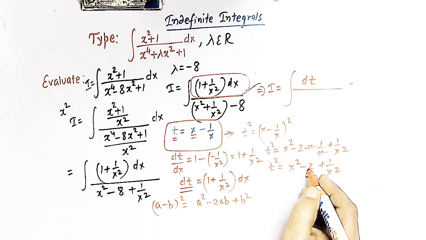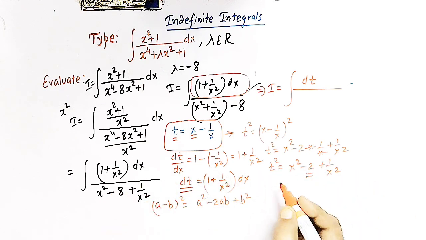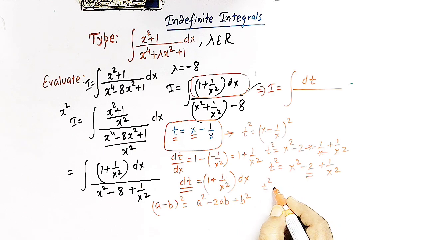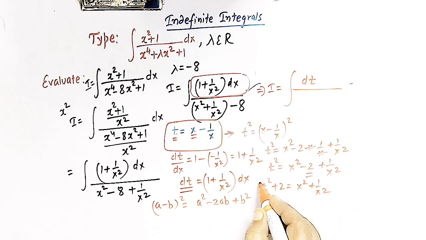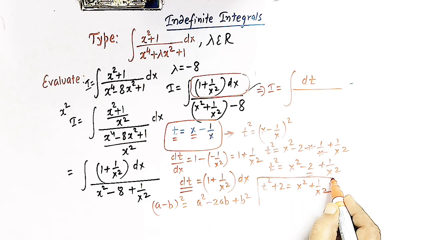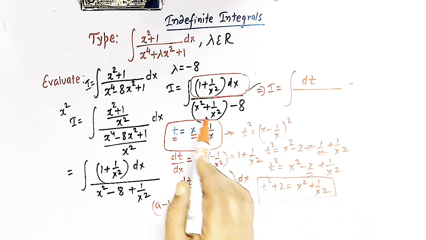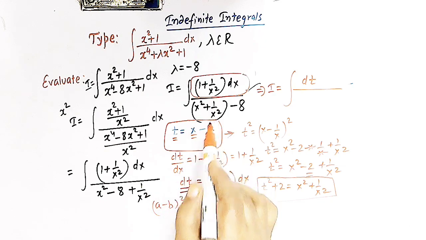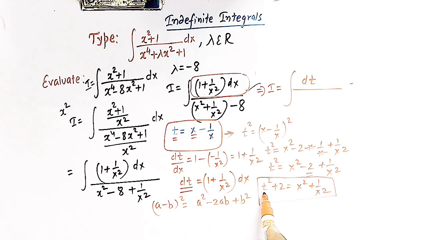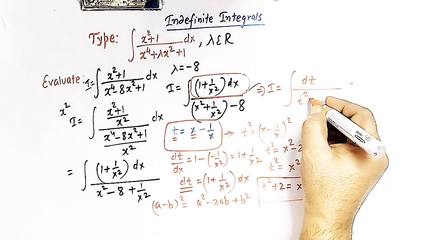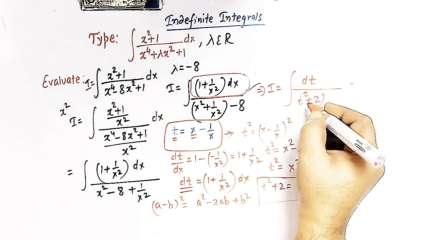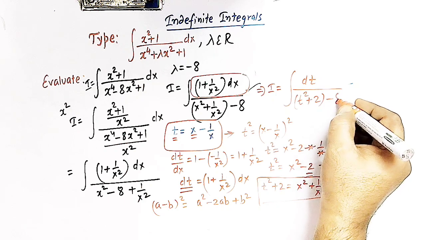Now taking minus 2 to the left hand side, we can write t square plus 2 is equal to x square plus 1 over x square. So now in the denominator we can replace x square plus 1 over x square in terms of t, and this is equal to t square plus 2. So here we'll write t square plus 2, and here we have minus 8.